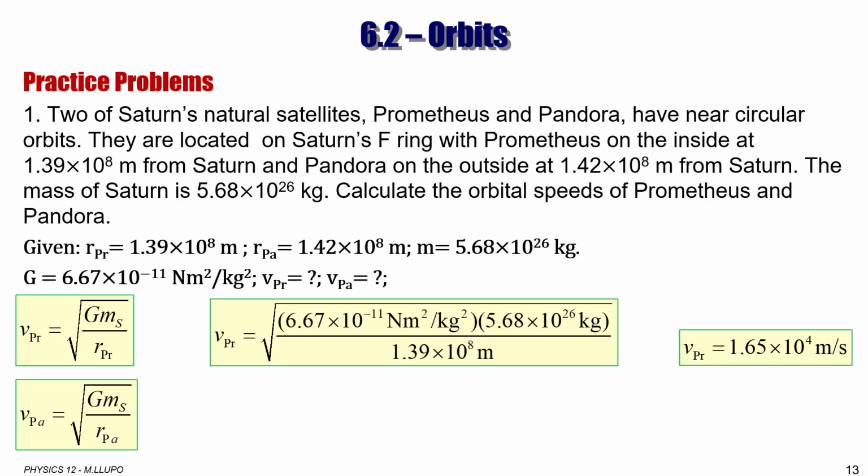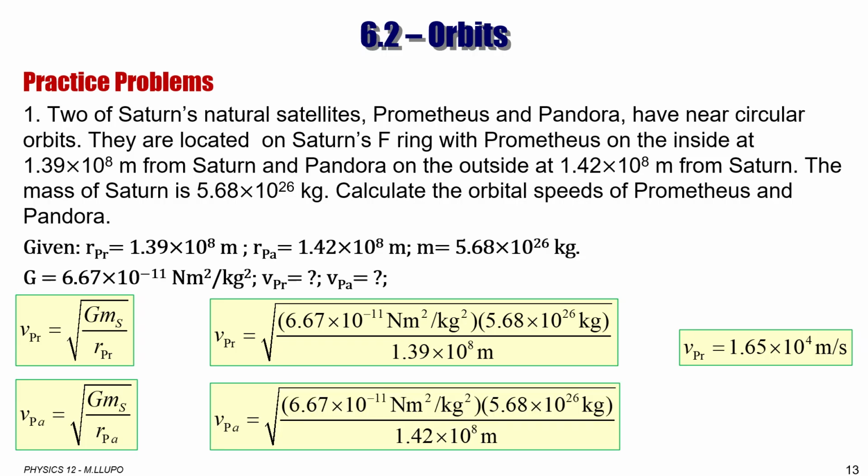The other one, Pandora, is very similar. The only change here is R_P, the distance from the center of Saturn to the center of that satellite or moon. If you plug those numbers into the calculator, you're going to see that the speed is 1.63 times 10 to the power of 4 meters per second, which is smaller because it's further away from the center of Saturn. It is expected that way. The results prove it.